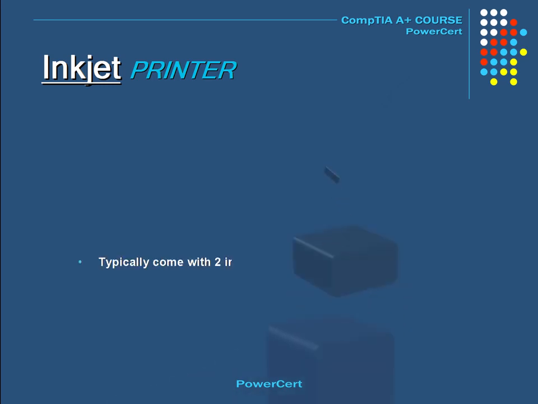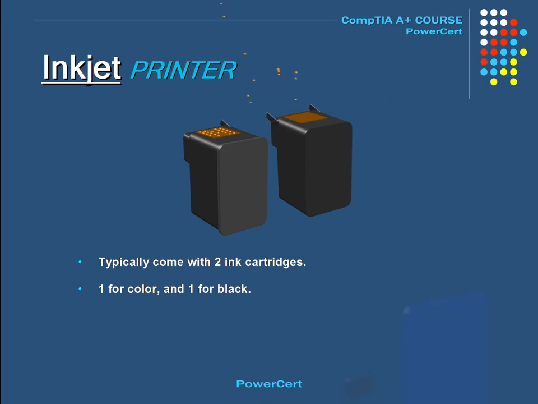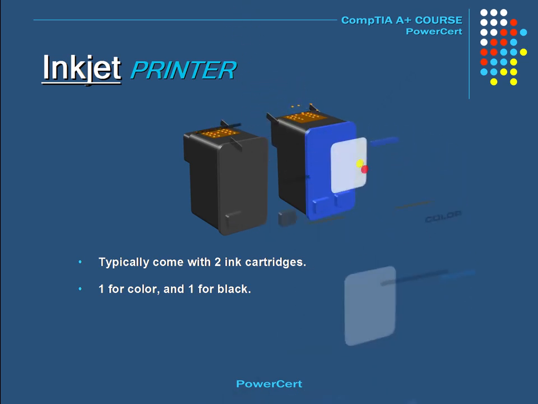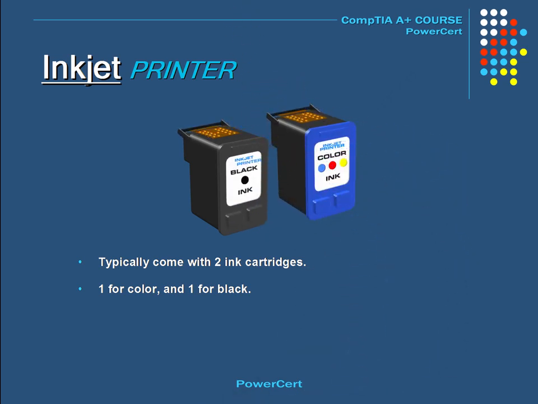Inkjet printers typically come with two ink cartridges. One is for color and the other is for black. Inkjet printers are more affordable than laser printers, and they can produce photo quality results. But one of the drawbacks is that the ink from an inkjet printer may smudge, while ink from a laser printer does not smudge.